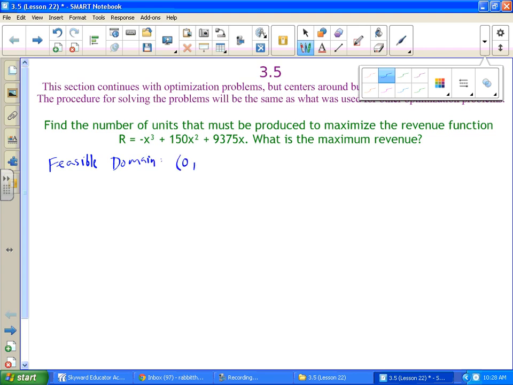I'm just going to go, not always, but a lot of times, especially with business problems, it's going to be something like that. Okay. Now we said to find the maximum, we take the derivative, right? So let's take the derivative with respect to x. What do I get? Negative 3x squared plus 300x plus 9375.